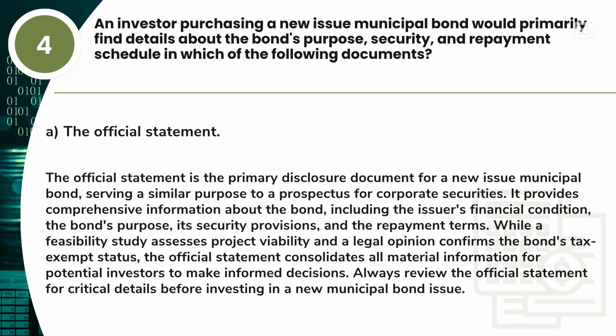Answer: A. The official statement. The official statement is the primary disclosure document for a new issue municipal bond, serving a similar purpose to a prospectus for corporate securities. It provides comprehensive information about the bond, including the issuer's financial condition, the bond's purpose, its security provisions, and the repayment terms.